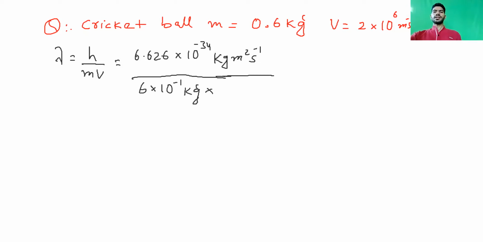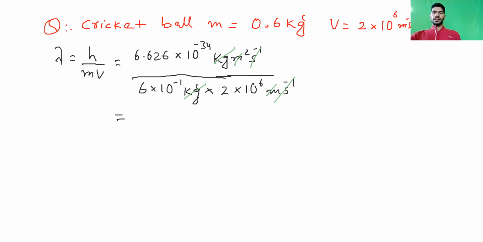Okay, what is the velocity here? It is the same, that is 2 into 10 to the power 6 meter per second. So first of all, you will just cancel out the units. If units are getting properly cancelled, that means your question is going right. So kg and kg will cancel. 1 meter and 1 meter will cancel here. Per second and per second will cancel. So you will get meter. That is correct, because wavelength should be in meters.